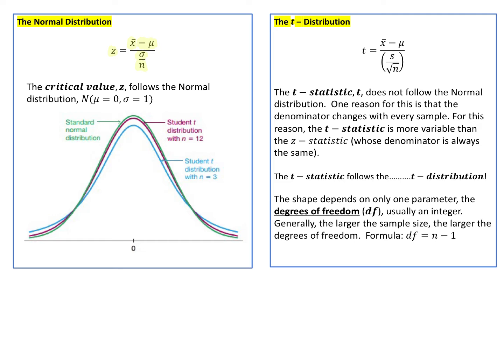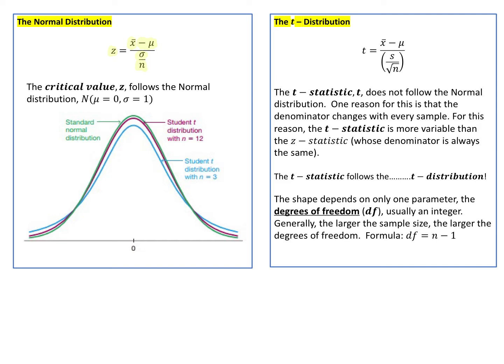When you start doing hypothesis tests in Chapter 8, you will have to figure out if you're going to approximate your probabilities with the normal distribution or with a new distribution that's called the t-distribution. So what is the t-distribution and how does it compare to the normal distribution? The t-distribution is very similar to the normal distribution, but obviously there are some differences. That's why we give it a different name.